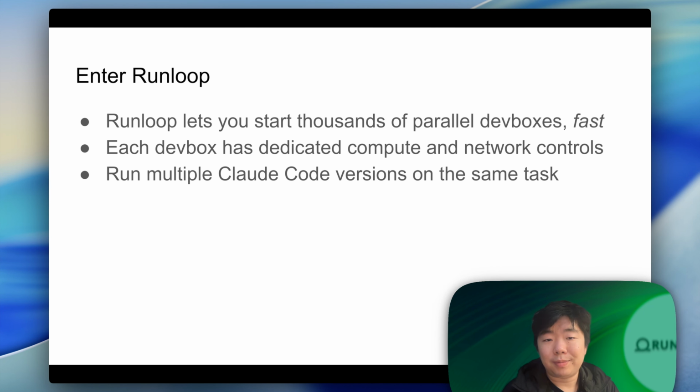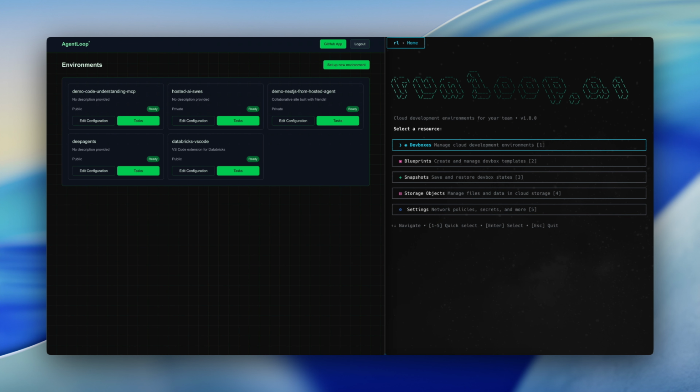Here's where Runloop comes in. You can start thousands of devboxes in parallel with one agent or multiple agents per task with dedicated compute and network controls. And as we're going to show in the demo, you're able to run multiple versions of Claude Code working on the same task, which is a very powerful, high-throughput development paradigm. On the right, I have RLI, which is our terminal UI, which shows all of our devboxes and other Runloop objects. We're going to monitor this on the right as we continue the demo.